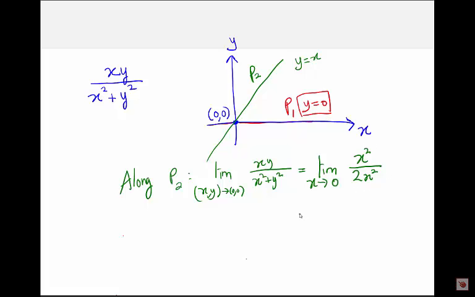Simplifying the function, we'll have the limit of half. Since x squared cancels out, we have the limit of half as x tends to 0, and of course this is always half. Hence the limit along P2 of the function as (x, y) tends to the origin is half. Now this is different from the one we have previously along path P1. Hence the conclusion is the function xy over x squared plus y squared does not have a limit at the origin.